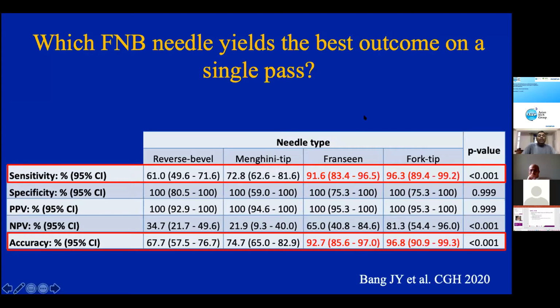So now let's look at operating characteristics. Which FNB needle gives the best outcome on a single pass? Once again, thumbs up for the Franseen and the fork tip needle. They will give you a diagnostic sensitivity of more than 90, up to almost 97%, which is significantly superior to other types of needles that are commercially available.